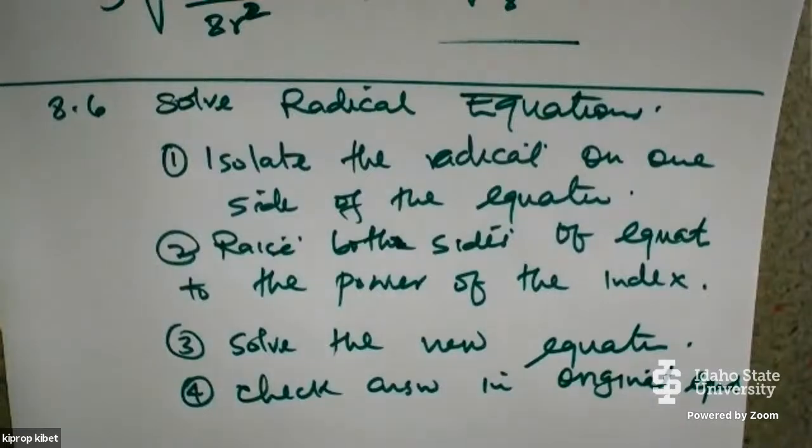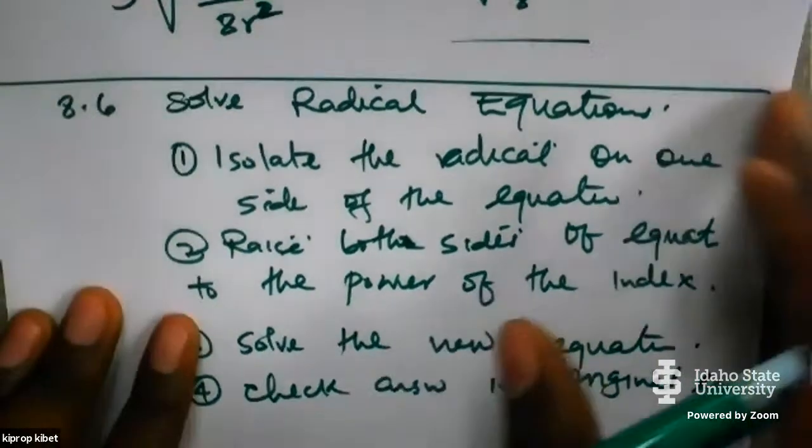So those are the steps that you need to do when you're solving the radical equation. First of all, you isolate the radical. The terms which have the radical, you put on one side, and the other ones you put on the other side. Then you raise both sides of the equation to the power of the index. Then solve the new equation, and then check in the original equation.